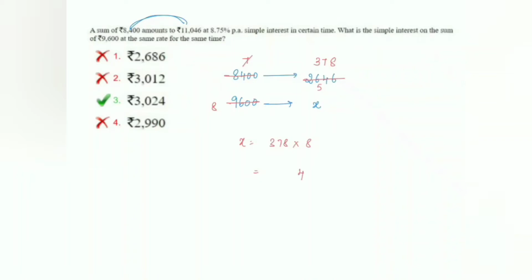That is 64. By looking at the unit digit itself you can answer it. But anyway I am doing it completely. 56 plus 6, 62. Again 6. 24 plus 6 is 30. So the product is 3024.